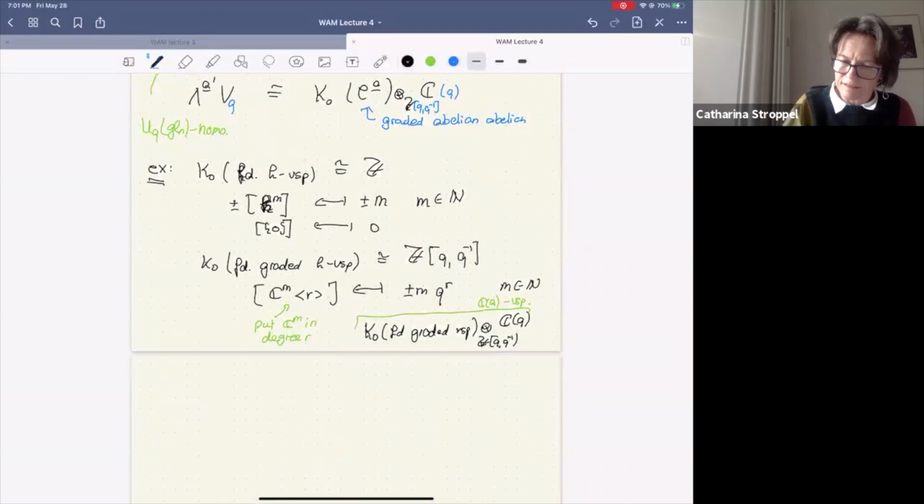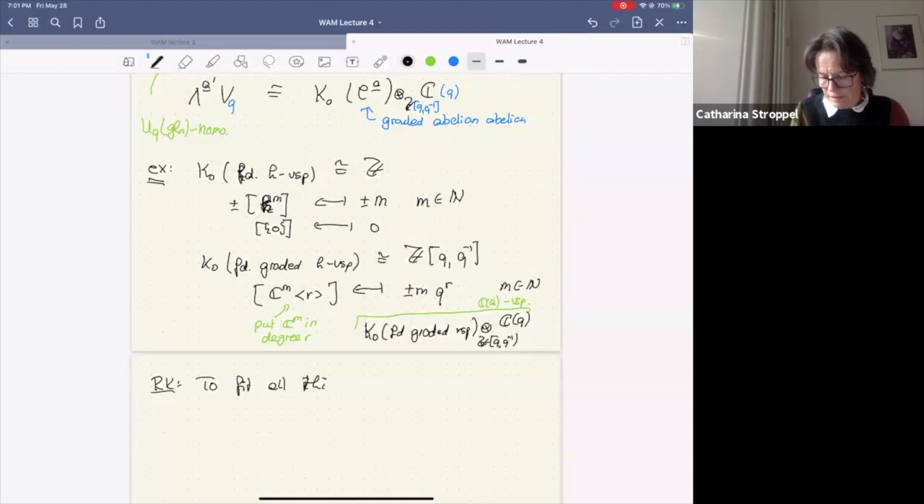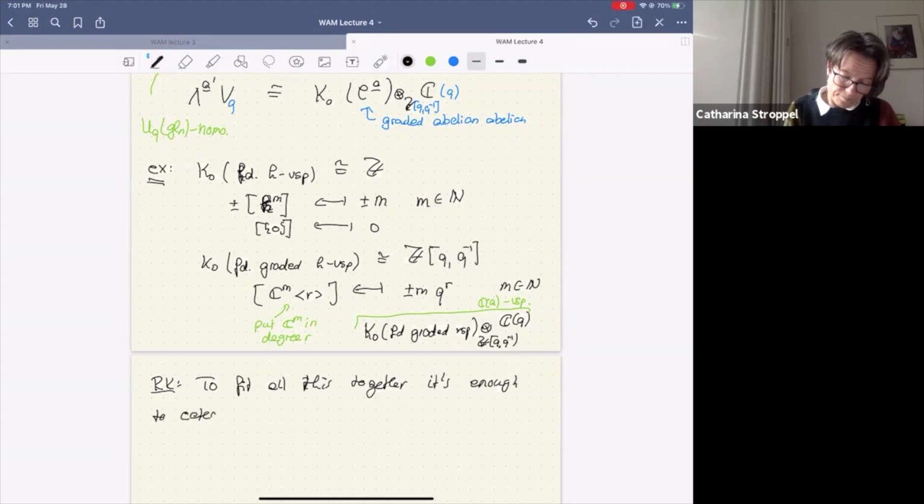So now, as a remark from last lecture, to fit all this together, it's actually enough to categorify this skew-Howe duality. Or it's even more than enough to categorify skew-Howe duality.